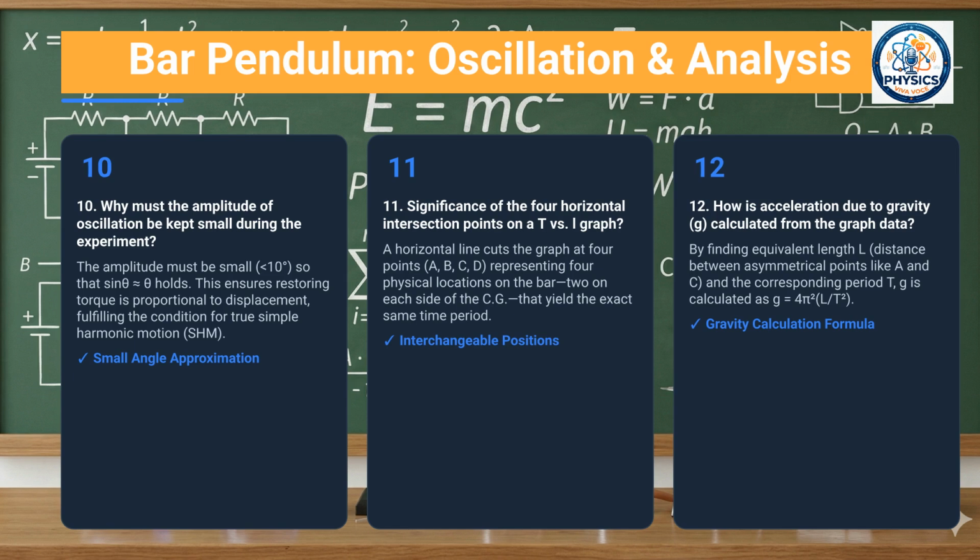The four intersection points on a horizontal line of the T versus l graph represent four interchangeable positions with the same time period. Acceleration due to gravity g is calculated using the formula g equals 4 pi squared L/T squared.